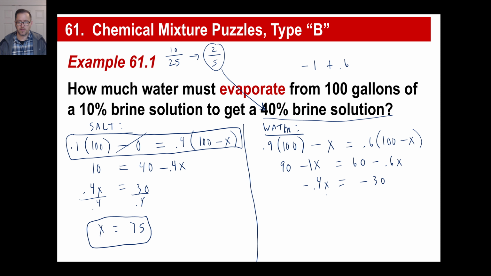Okay, and you can do the same thing here. Divide by negative 0.4, divide by negative 0.4, and you're going to get exactly the same thing. Look at that over there. We got 30 divided by 0.4, same thing. It's going to be 75.